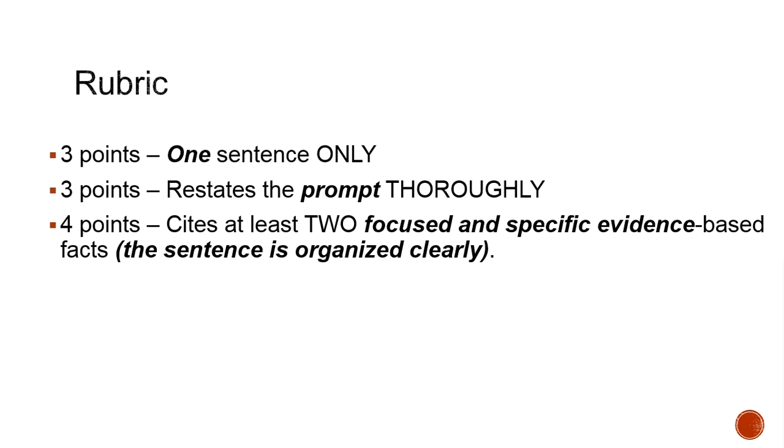For 4 points, you'll cite at least 2 focused and specific evidence-based facts, and your sentence must be organized clearly. So up to this point, you've really only needed to provide 1 piece of evidence. Now I want you to build your game up a little bit and provide 2.